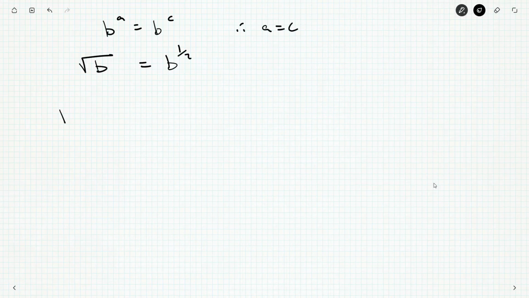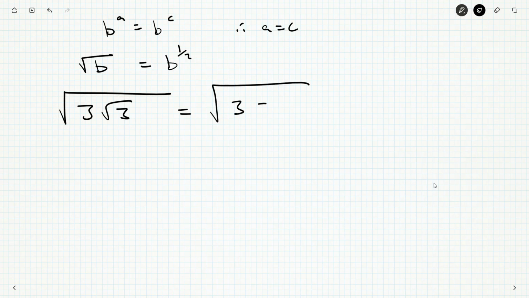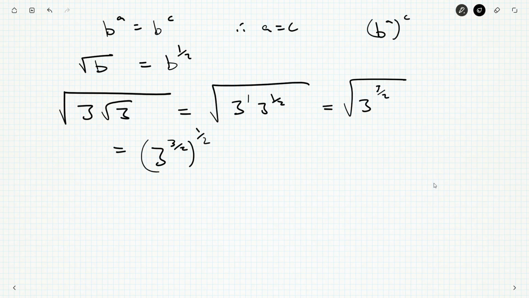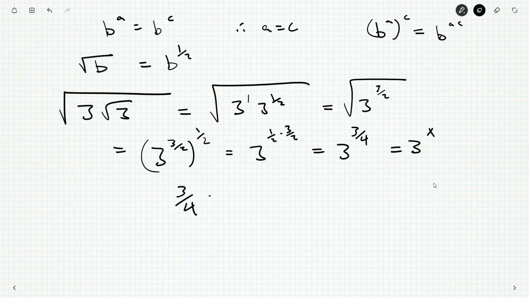So knowing that, if I've got square root of 3 root 3, well, that's the square root of 3 to the half. Now 3 is just really 3 to the 1. So this is 3 to the 1 plus a half, or 3/2, and we're square rooting that, so that becomes 3 to the 3/2 all to the 1/2. And how do we deal with exponents of exponents? Well, when it's written like this, we can just multiply them in. So this is going to be 3 to the 1/2 times 3/2, or 3 to the 3 over 4, and that's going to be x. 3 over 4 is x.